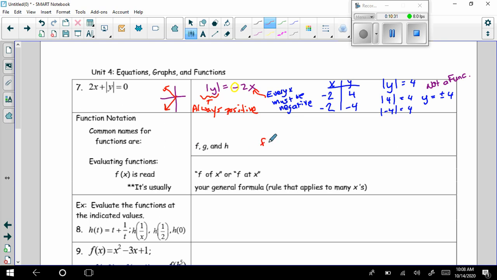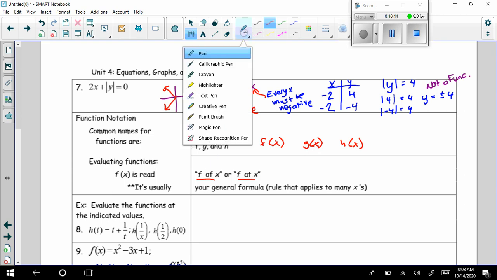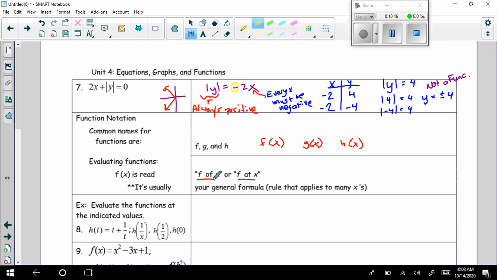All right, reminders of function notation. Common names, you might have f of x, g of x, h of x. How we're reading it, f of x or f at x, I will pretty much consistently and always use the first. All right, this is not a variable. You're not solving for f, or g or h, okay?